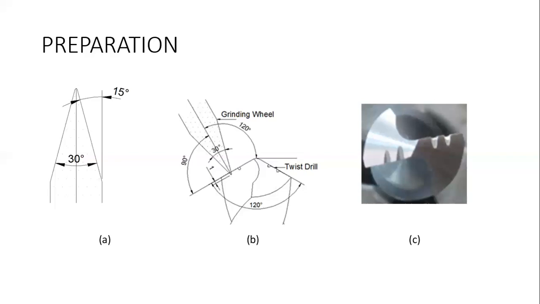Figure A shows the angle of the grinding stone, B the angle of turning and cutting lips, and C an example of the result of turning on the drill bit.